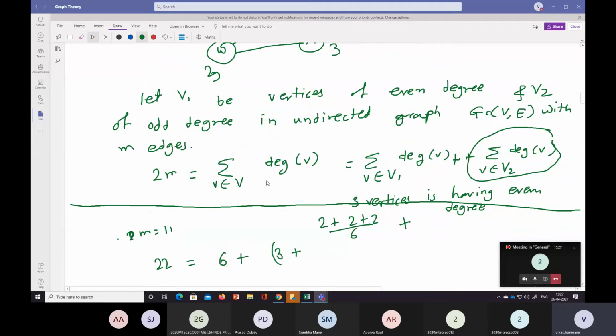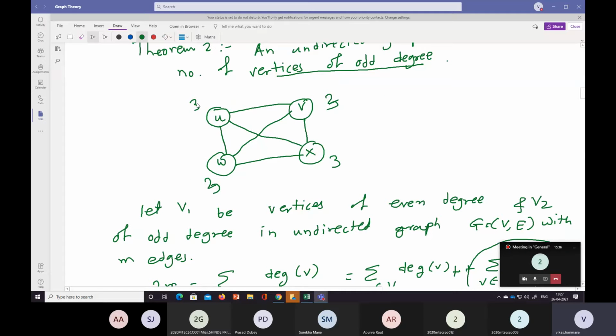And one example is also given here, or the formula in this regard. Okay, so just see this theorem 2 and an example of this theorem 2. U, v, w, x, 4 vertices are there in this particular graph, and the degree of this u is 3, means 3 edges are incident on this u. So this one, this one, this one. Okay, 3 edges are incident to this u, so the degree of u is 3. Same way degree of v is 3, x is 3, w is 3.